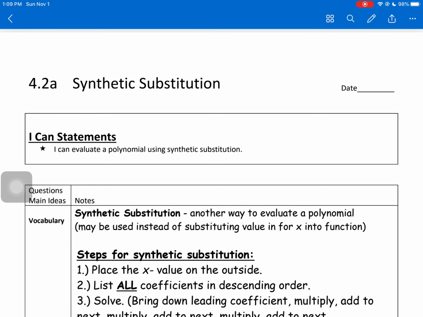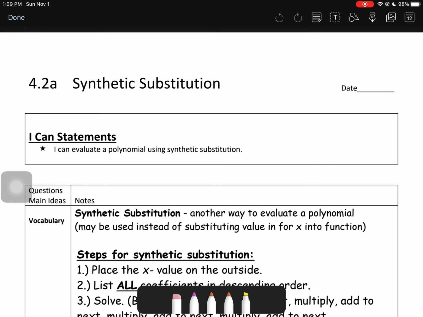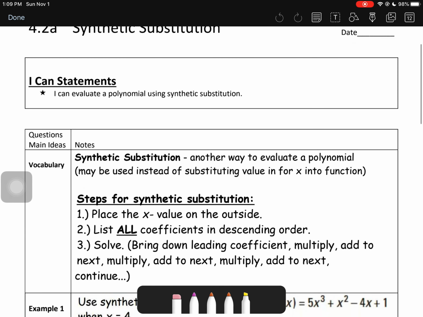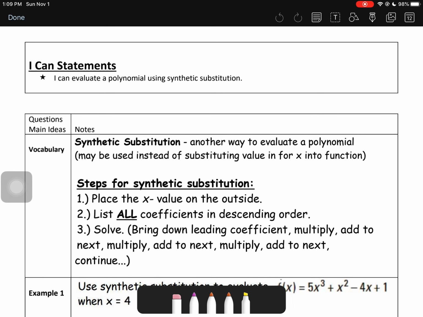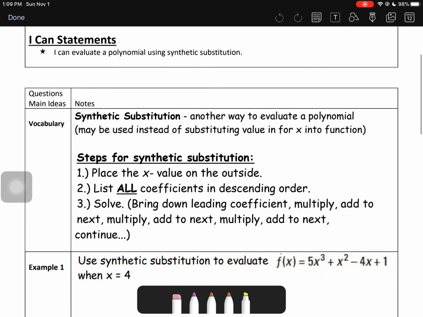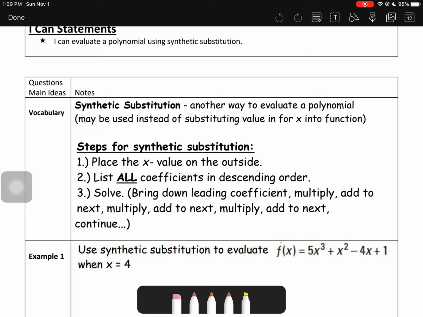In this lesson, we're going to be working on synthetic substitution. Synthetic substitution is another way to evaluate a polynomial. We can use it instead of substituting x into a function. So here are the steps. First, we place the x value on the outside.